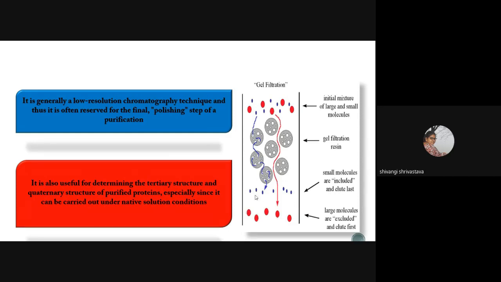So you can use this chromatography to purify a protein, and there is no need for polishing or a last step for purification. It is also useful for determining the tertiary structure and quaternary structure of a purified protein, especially since it can be carried out under native solution conditions.